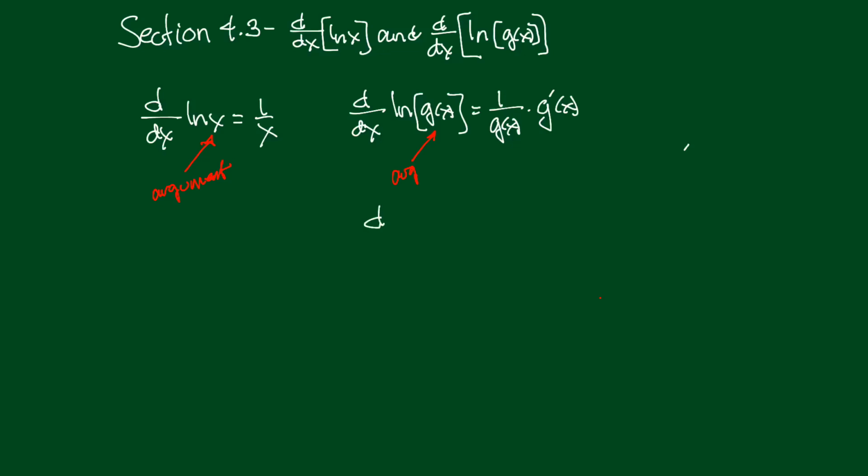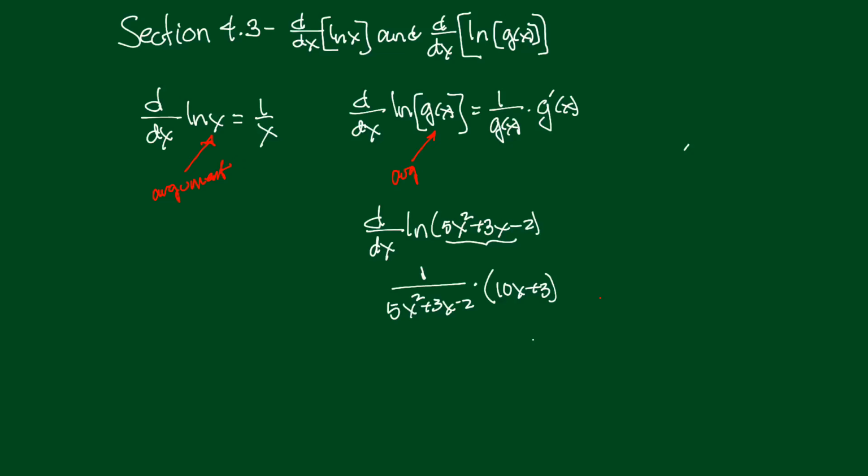So just for example, suppose we have something like this. Let's take the derivative of the natural log of, say, 5x squared plus 3x minus 2. So here's the argument right here. So it's 1 over the argument, right? 1 over the 5x squared plus 3x minus 2 times the derivative of the argument. So the derivative of the argument is 10x plus 3, and then I'll just put it all together and write it as 10x plus 3 over 5x squared plus 3x minus 2.